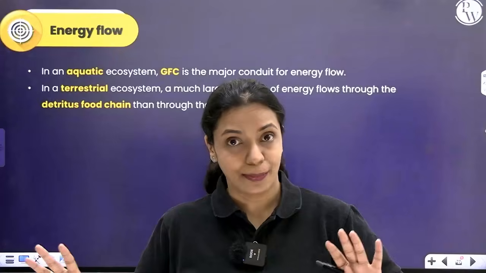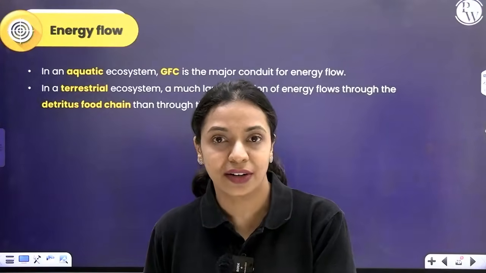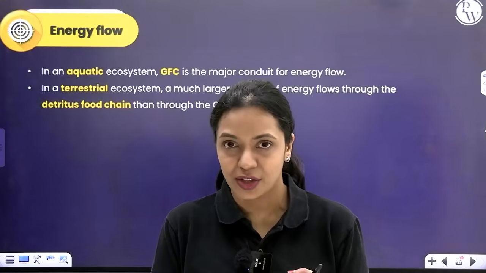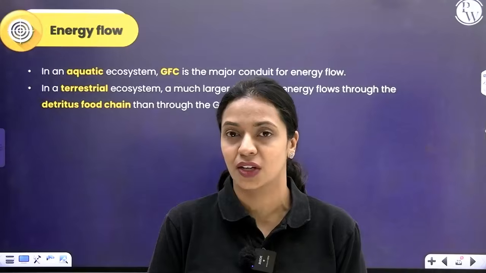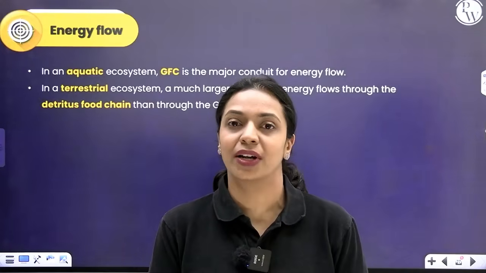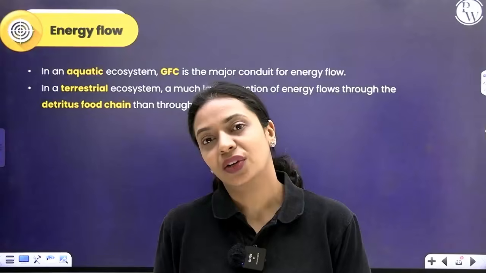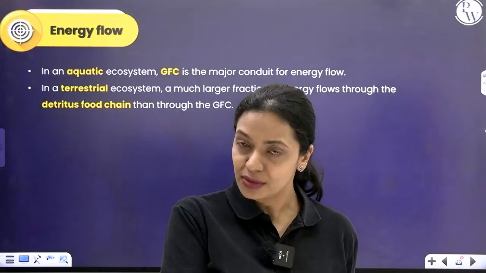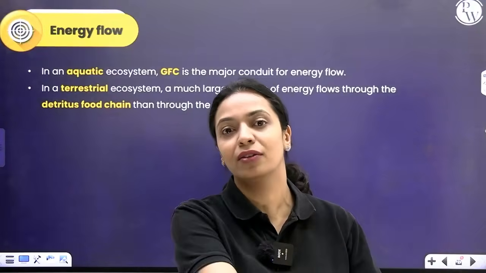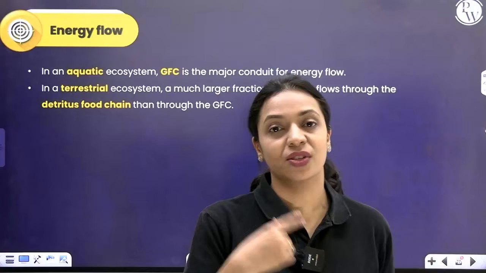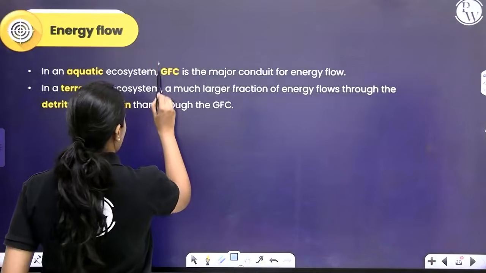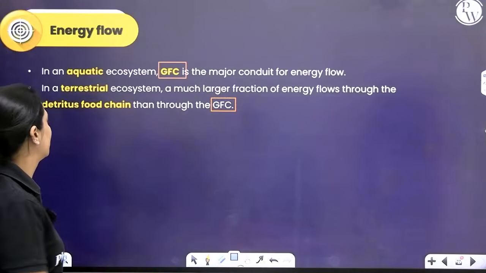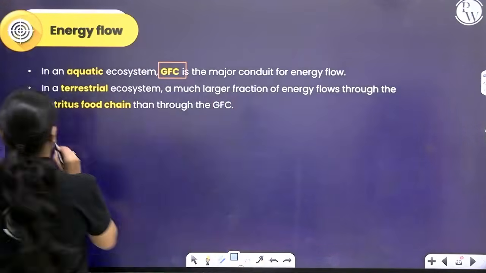In both places both happen, but majorly on land it is the detritus food chain, because of decomposition. I told you what conditions are required for decomposition. I said the temperature has to be warm, that there should be a sufficient amount of oxygen, and it depends on the chemical composition of the detritus and all of those factors. The conditions present on land are more favorable for decomposition compared to in water. So there the detritus food chain also happens, but it is not the major channel for transfer of energy. In aquatic ecosystems, the grazing food chain is the major conduit, and in terrestrial ecosystems, the detritus food chain is the major conduit.